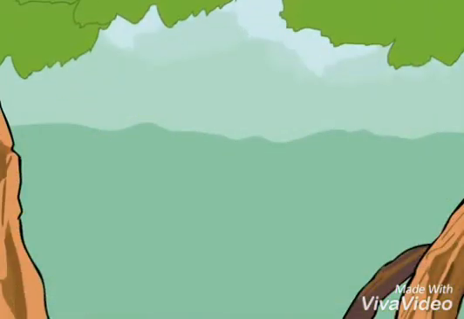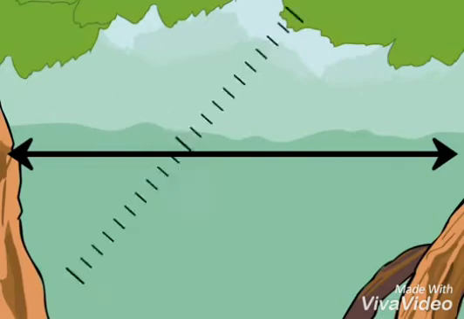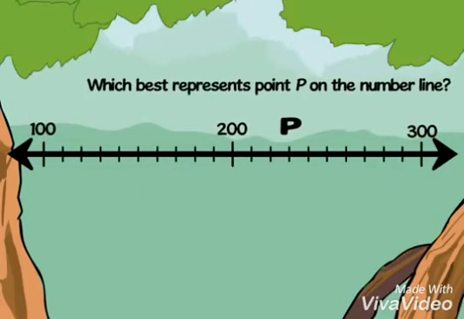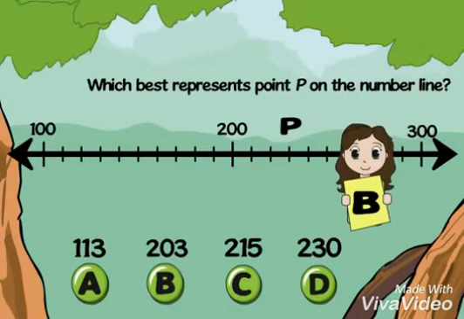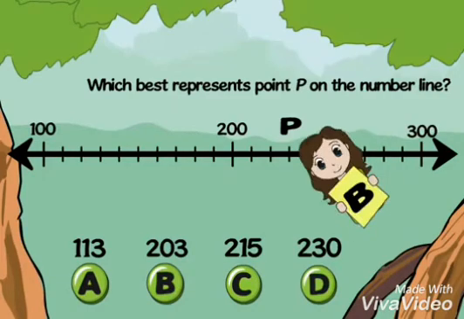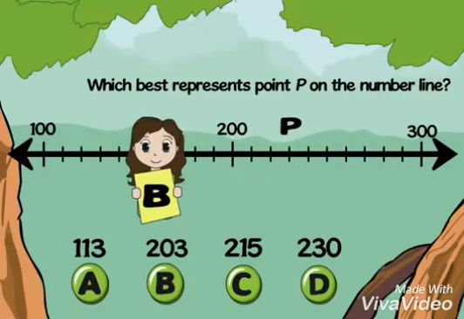Now that you know the basics, let's practice. We can solve this problem together. Which best represents point P on the number line? I think it's B. 3 marks after 200 is 203. Let's see if you're right.